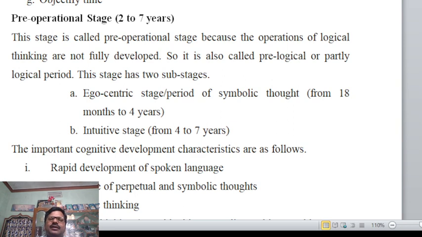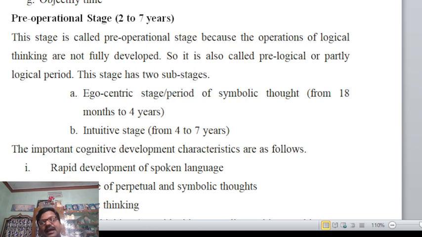For example, you can see the child's behavior. This is the logic; I want to give this small example here. So here what happens? Logic, one type of rational thinking to justify, to rationalize, will start, but that is not matured. So the pre-operational stage can also be called the pre-logical or partly logical period.